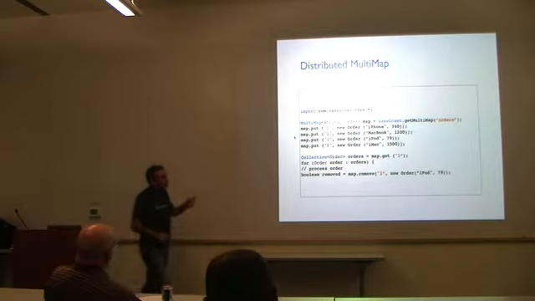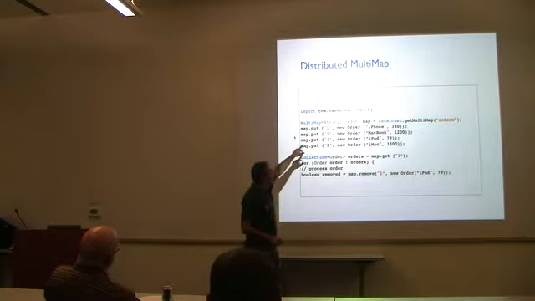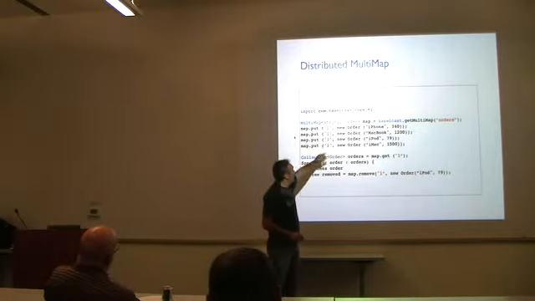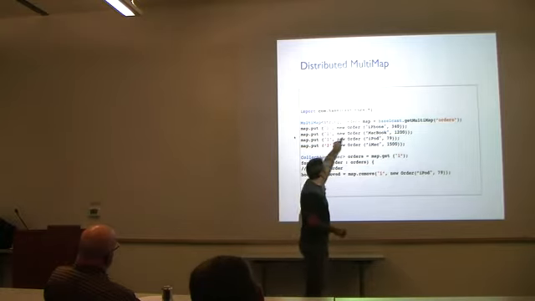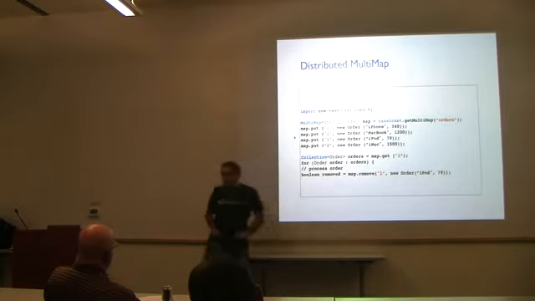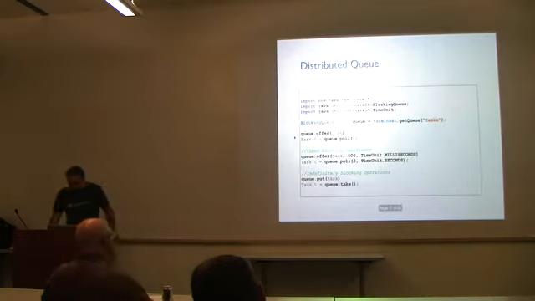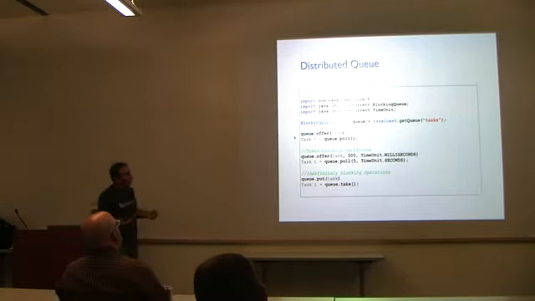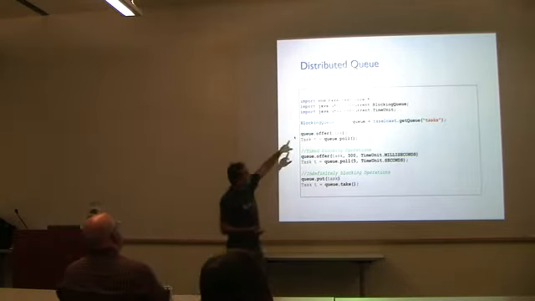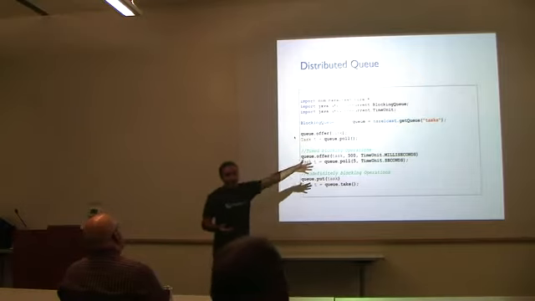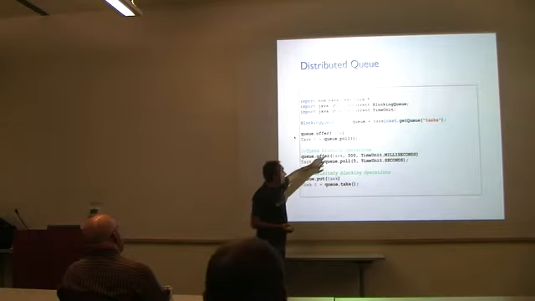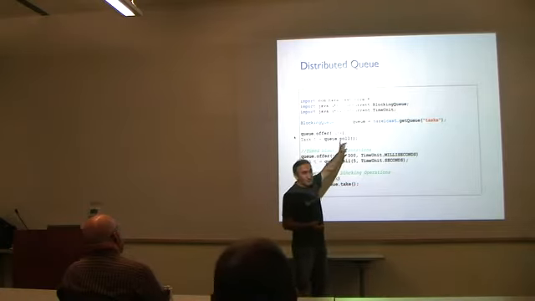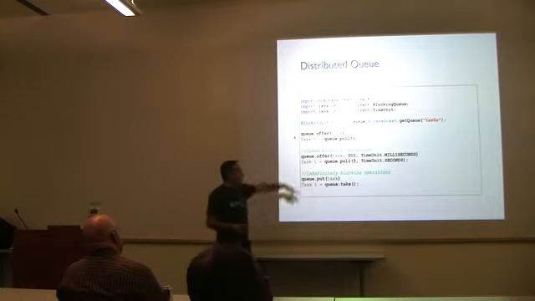MultiMap is a new data structure. It's one key, multiple values. When you do a get, you get a collection back, and you can remove a particular item from that key. Queue, the distributed queue, we already talked about it. It's your java.util.concurrent BlockingQueue. It works exactly the same. Only the way you create the queue is different, and the API is exactly the same.